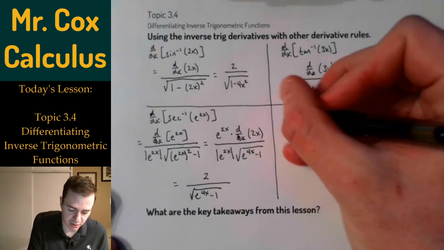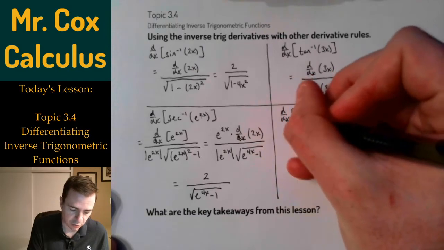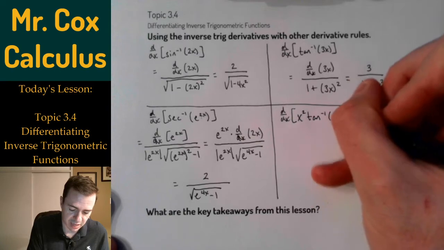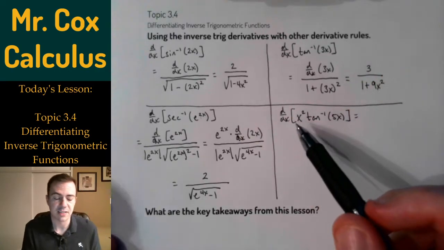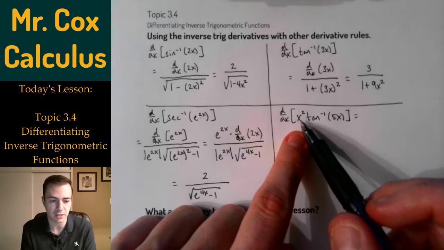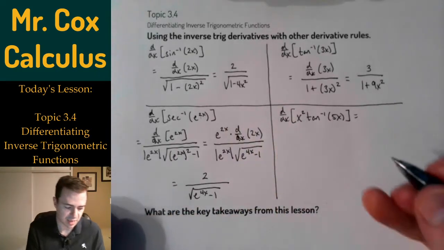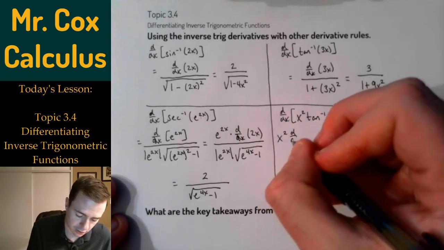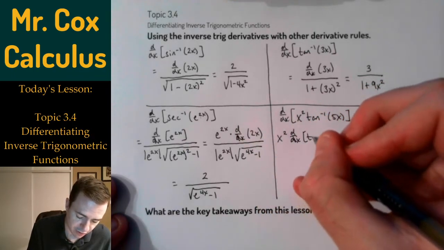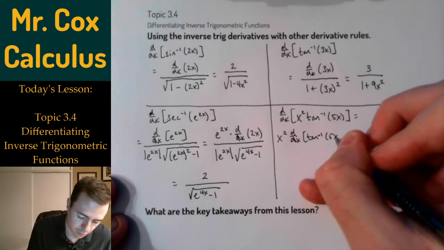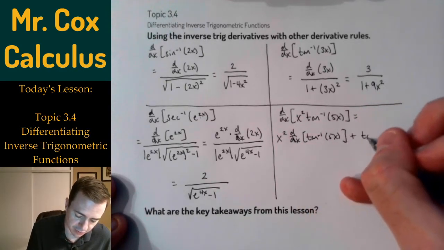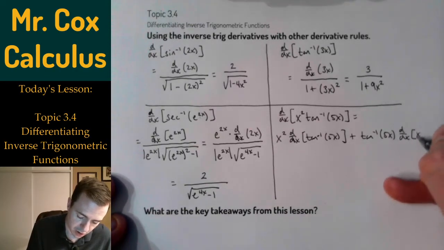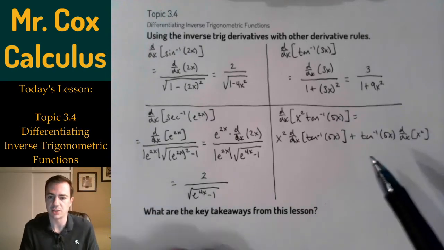Last function that we'll take a look at, let's take a look at the derivative with respect to x of x squared times the inverse tangent of 5x. This is a product of functions. It's the product of x squared times the inverse tangent of 5x. So I'm going to use the product rule that says the first function times the derivative of the second function plus the second function times the derivative of the first function, like so.